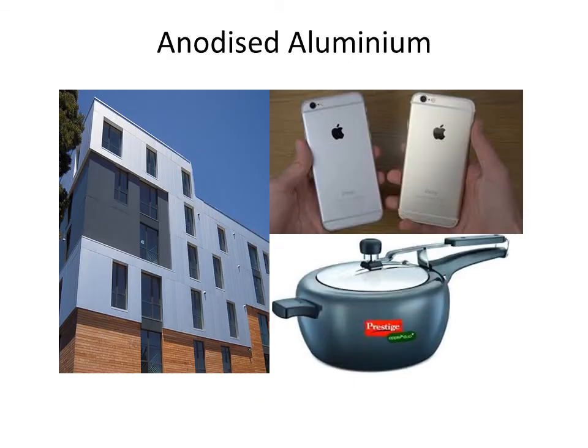You can see various applications of anodized aluminum. In the exterior, sheets are made up of anodized aluminum. The unibody covering case of many cell phones, especially Apple iPhones, is made up of anodized aluminum. And our very own Prestige cooker is also made up of hard anodized aluminum.